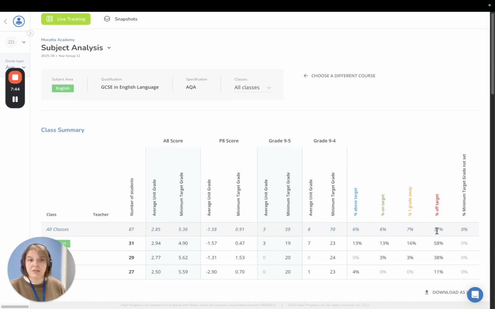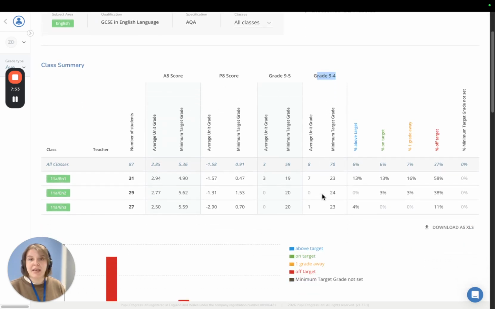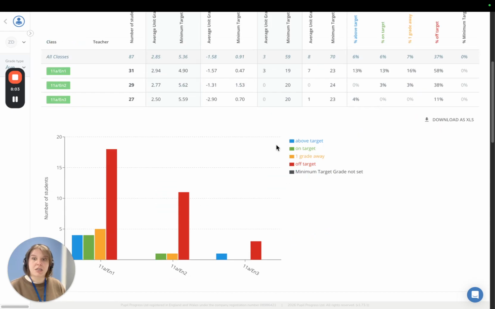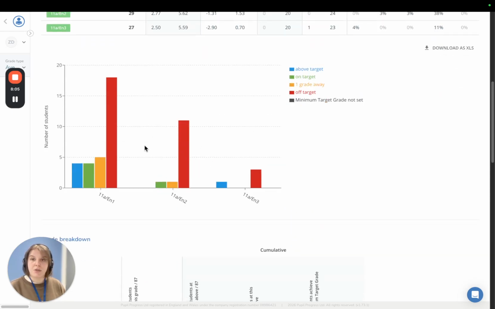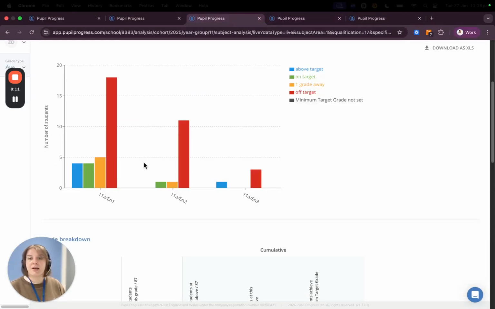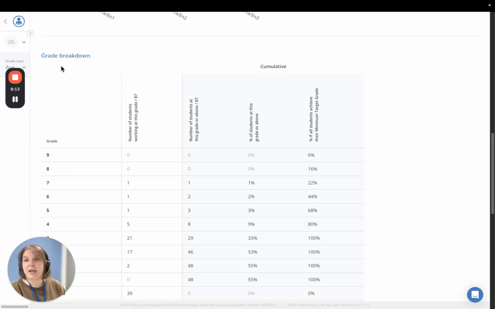So how do we get these off target students to 1 grade away, the 1 grade aways to on target, and so on and so forth? It gives us a breakdown of how many students have a minimum target grade that falls within 9 to 4 versus how many are achieving that currently. It gives this percentage of students off target in this bar chart as well. So for instance, if we're concerned about this red bar, we can go to those students directly from this subject analysis area. We also get a grade breakdown.